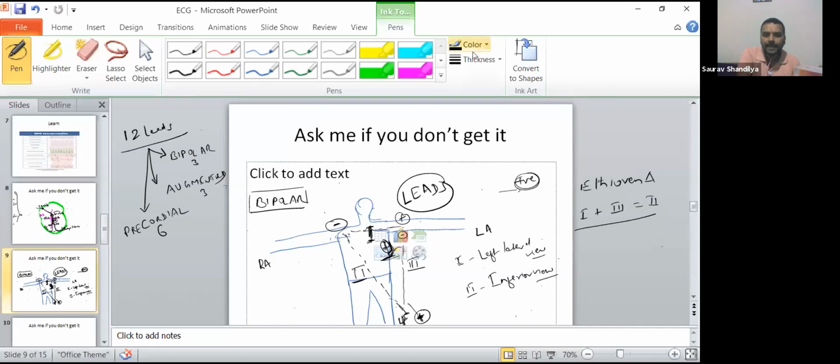Now again, as I told you, once you understand these two views, the inferior view, very correct. So these two views, my game is over here. Now we will go for the unipolar or augmented leads, right?